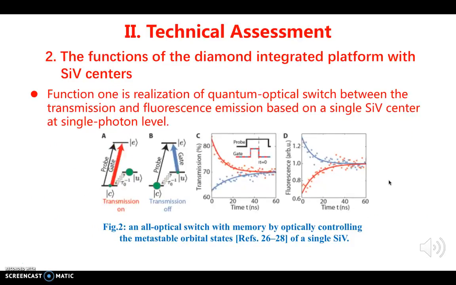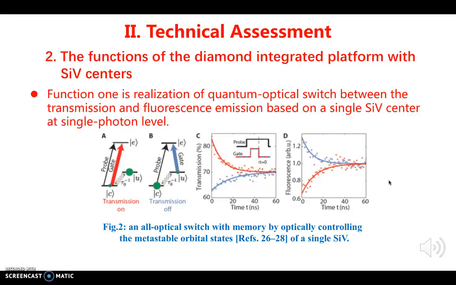What can the diamond integrated platform with silicon vacancy centers do? Here are some of its functions. Function 1: it has the ability to realize a quantum optical switch between transmission and fluorescence emission at the single photon level, based on a single silicon vacancy center in diamond cavities.